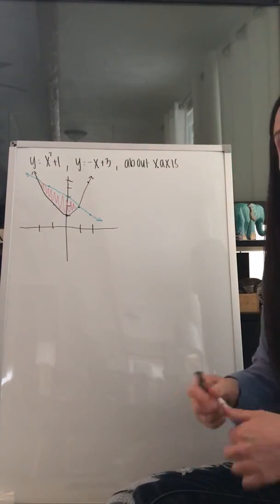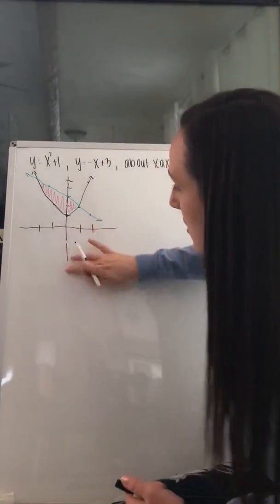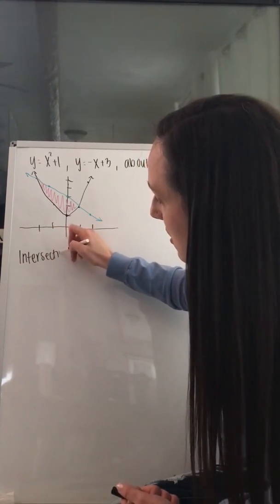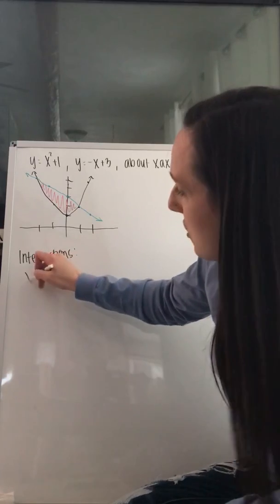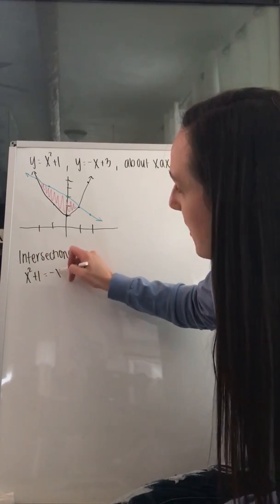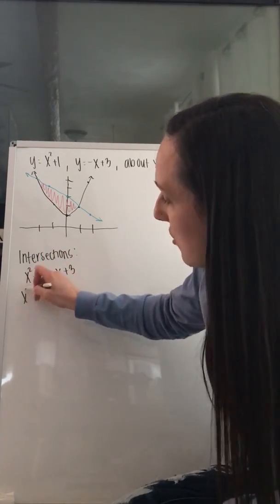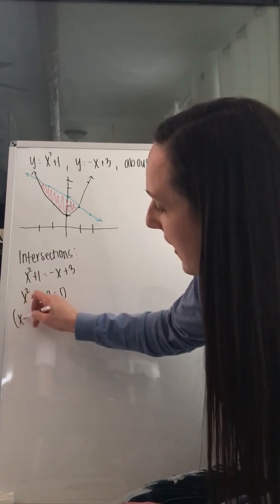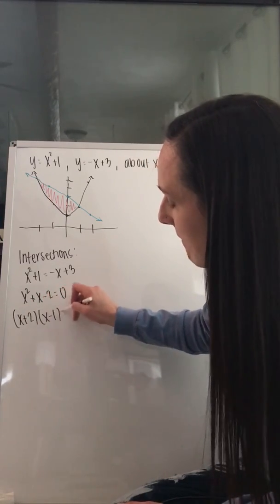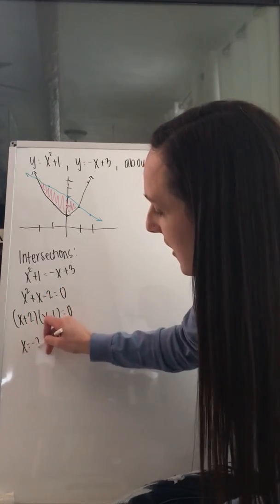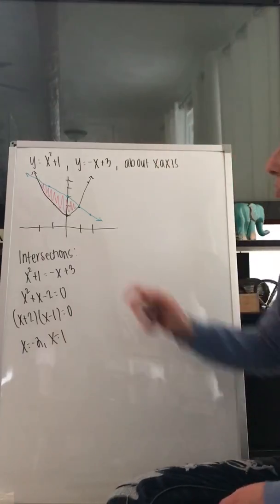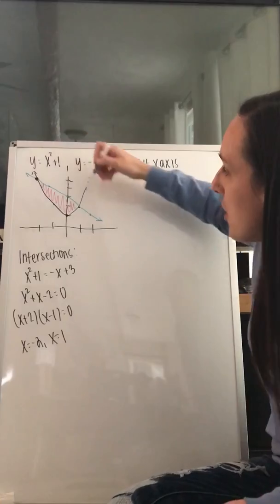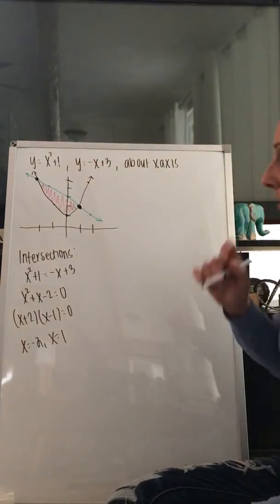And same thing I did with the last one, I do want to figure out where my intersections are. So I'll go ahead and set my two functions equal and solve those out. So x squared plus 1 equal to negative x plus 3. Bring everything to one side. So x squared plus x minus 2 equal to 0. I'll factor that out to get my x values of negative 2 and positive 1, which you should be able to confirm looking at your actual graph. This is my x value of negative 2 over here. This is my x value of positive 1 right here.